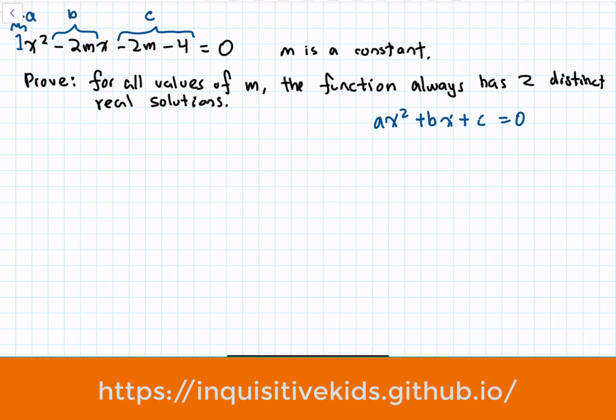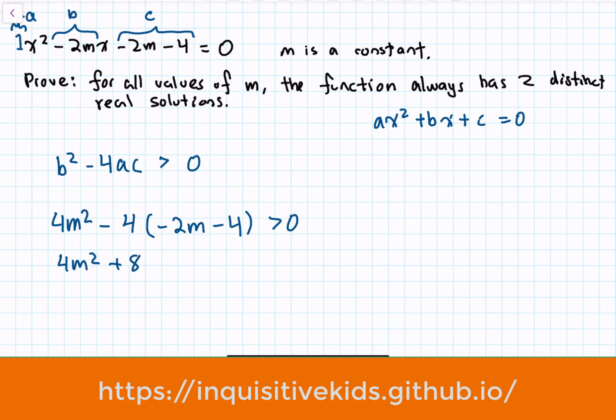So now we can apply the discriminant, b squared minus 4ac. Because we want to prove that this function has two distinct solutions, this is not greater or equal to 0. It's just greater than 0. And then we can plug in our values. So b squared, which is 4m squared, minus 4 times a, which is 1, times c, which is negative 2m minus 4, is greater than 0. 4m squared plus 8m plus 16 is greater than 0.